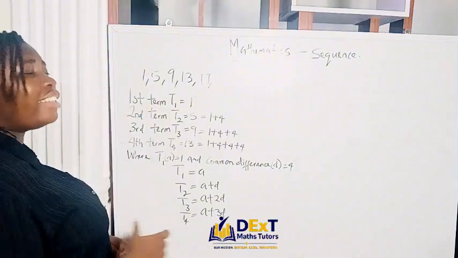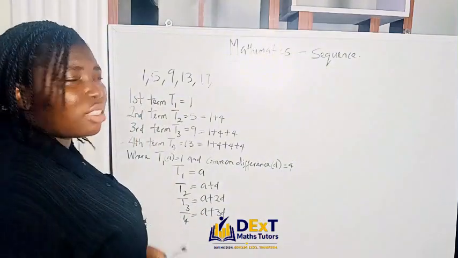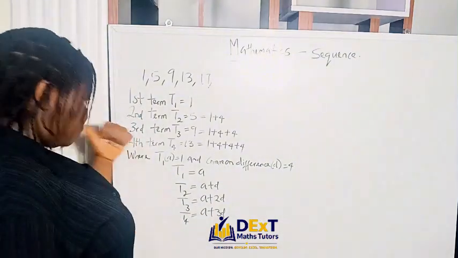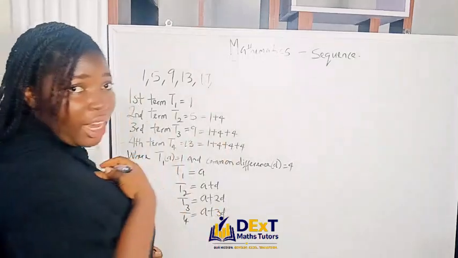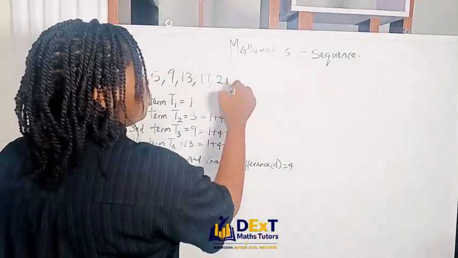Then what should be the next number after 17? Let's just take it a step further. What do you think the next number will be? For me, it will be 21.